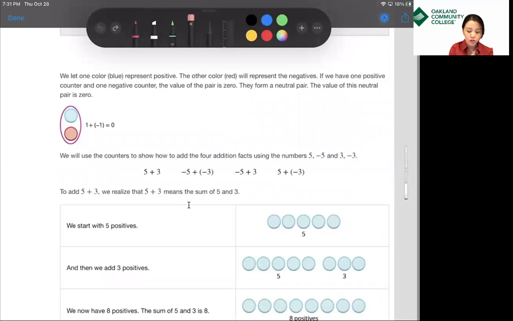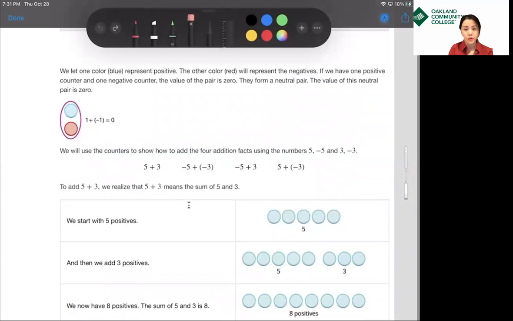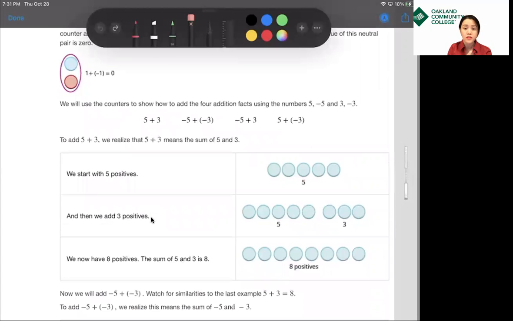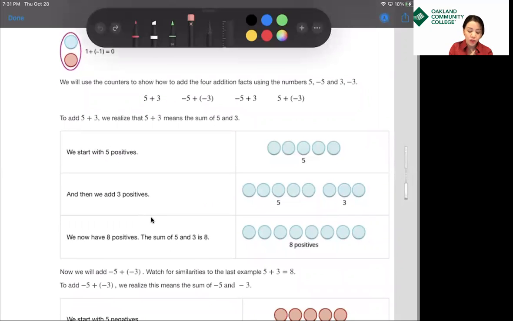We're going to use the counters to show how to add the four addition facts using the numbers 5, -5, 3, and -3. So the first pair I have is 5 plus 3. Well, that's simple, right? Everybody knows how to add 5 plus 3. But let me explain a little bit more. 5 plus 3 means the sum of 5 and 3. So we start with 5 positive balls, and then we add 3 positives. So now we have 8 positive. So the sum of 5 and 3 is 8.